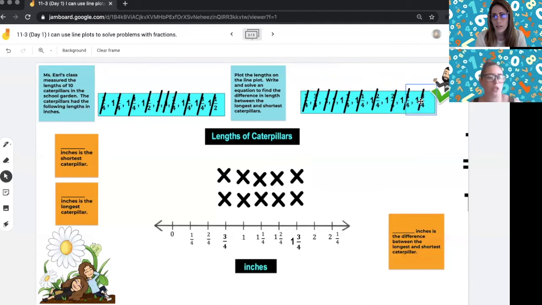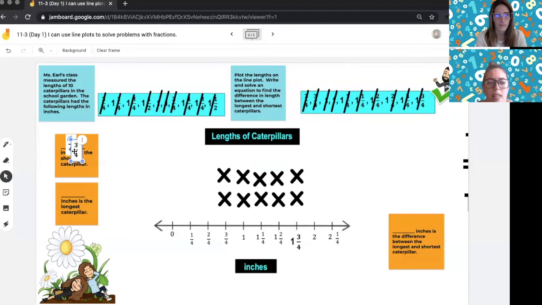And one thing that you can notice is a way to find the shortest caterpillar is to look all the way to the left on your number line, on your line plot. And the measurement that has an X that is the smallest is 3/4, and there are 2. So the shortest caterpillar is 3/4 inches long.